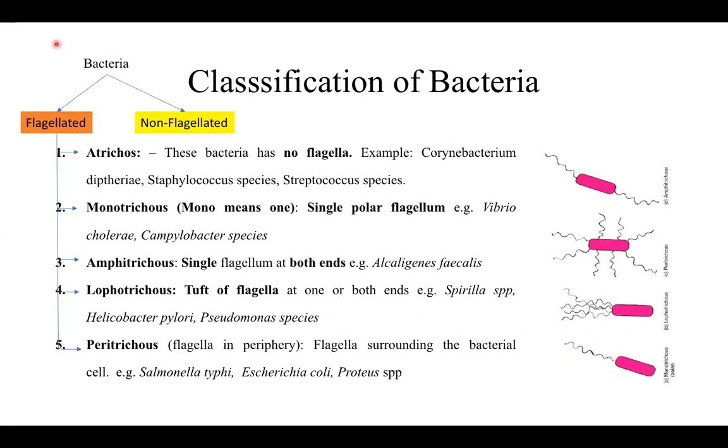Another method of classification of bacteria is based on the presence of flagella. Those bacteria which have flagella are known as flagellated bacteria.